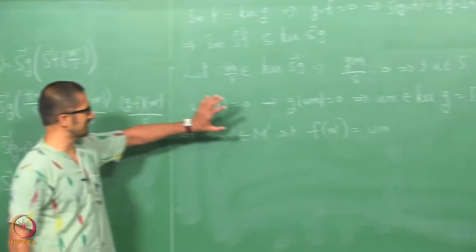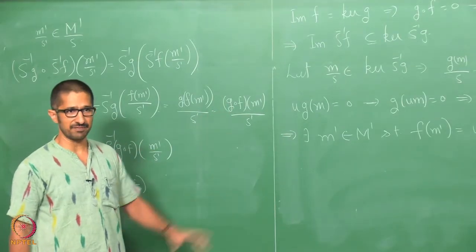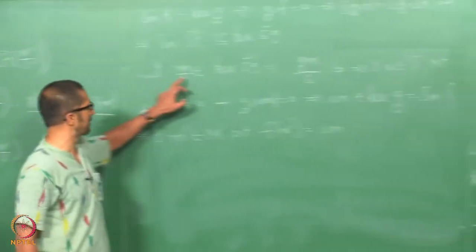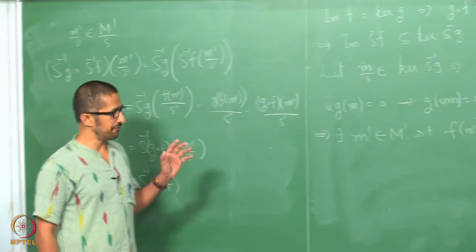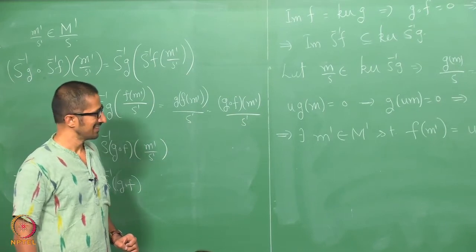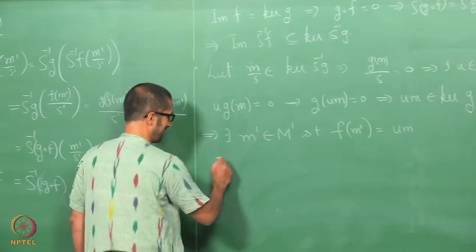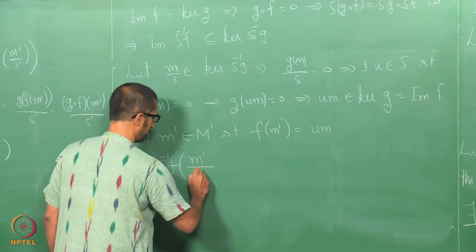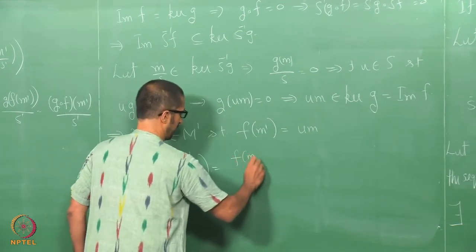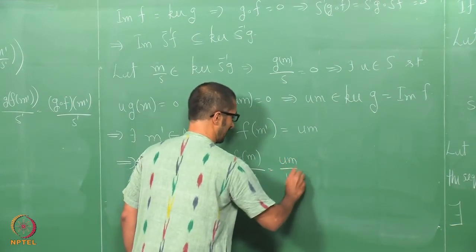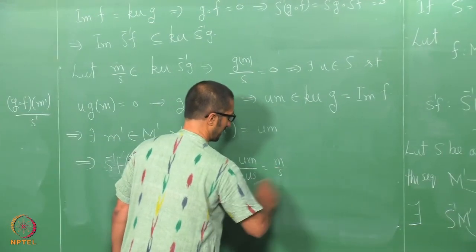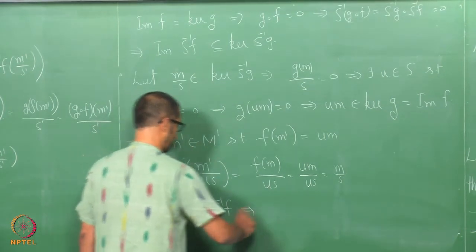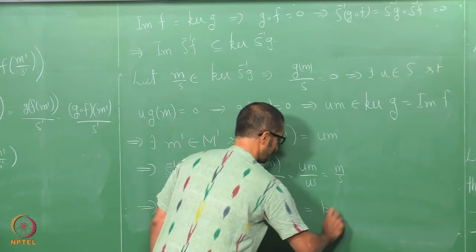The question is whether m by S is in the image of S inverse F. Since U belongs to S, it is a unit, so I can take it here, 1 by U. So what element, can you tell me the element which maps to m by S? F of that element should be m by S. M prime by U S. This implies that S inverse F of m prime by U S will be equal to F of m by U S, which is U m by U S. As an equivalence class, this is same as m by S. So this implies that m by S is in the image of S inverse F, and that implies image of S inverse F is equal to kernel of S inverse G.